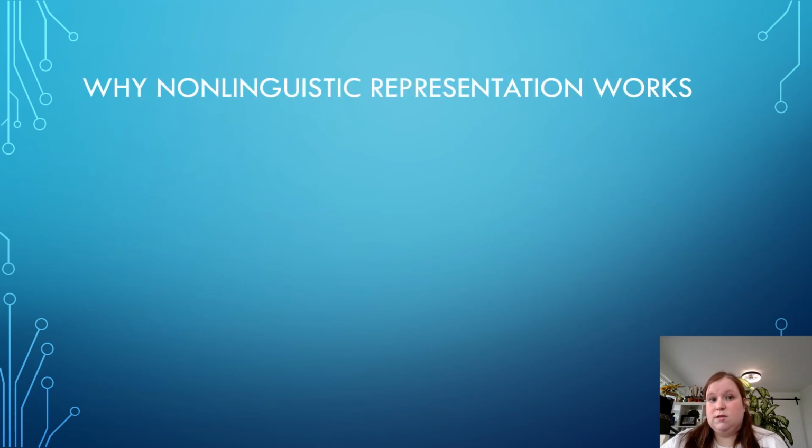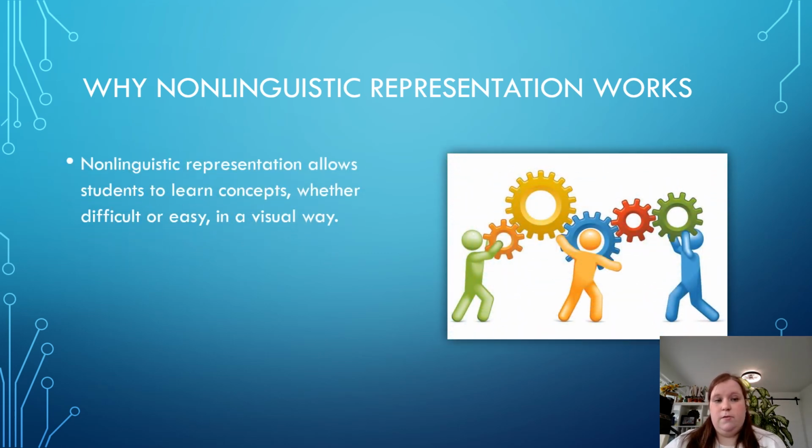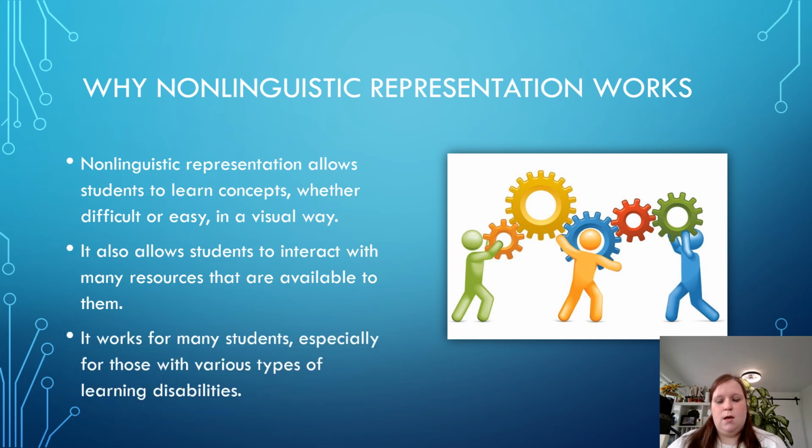Why does non-linguistic representation work? First of all, it allows students to learn concepts, whether difficult or easy, in a visual or manipulative way. It also allows students to interact with many resources that are available to them. They could be manipulatives, charts, various items. It also works for many students, especially for those with the various types of learning disabilities.